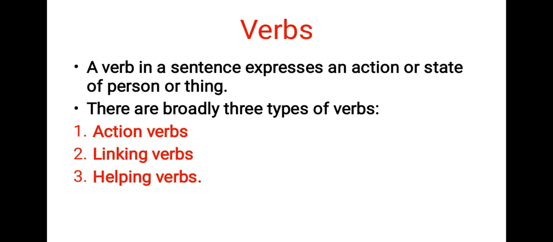Now coming toward the verbs. A verb in a sentence expresses an action or state of a person or thing. हम verb जो है, अब हमारे पास कोई action शो करता है और state of being हमारे पास शो करता है. There are broadly 3 types of verb: action verbs, linking verbs and helping verbs.